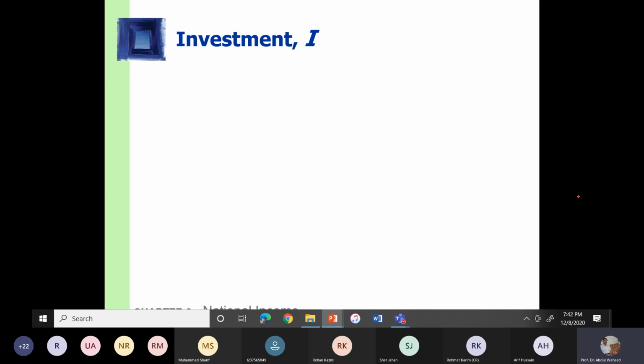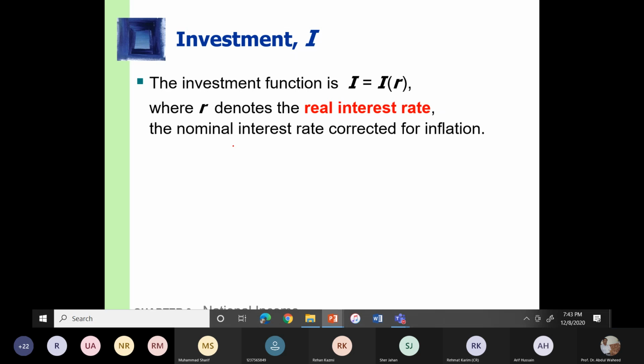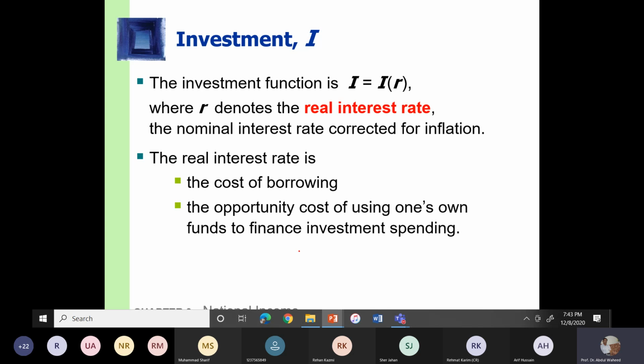Then we have investment, second component of aggregate demand. And investment is a function of interest rate, which is the real interest rate. And real interest rate is the nominal interest rate minus inflation rate. So this is the nominal interest rate which is corrected for inflation. And the real interest rate is basically the cost of borrowing, and this is also the opportunity cost of using one's own fund to finance investment spending.